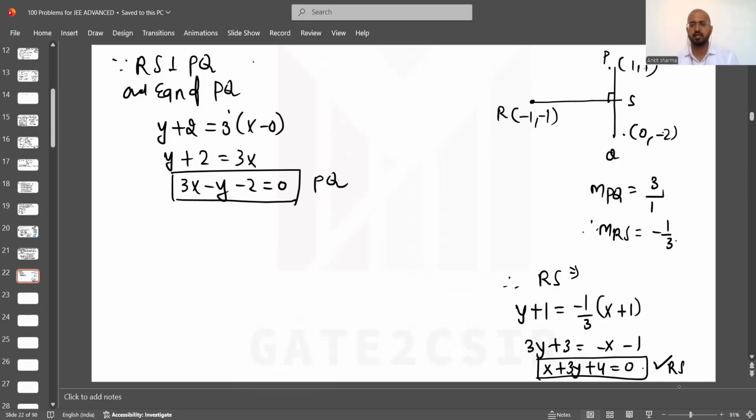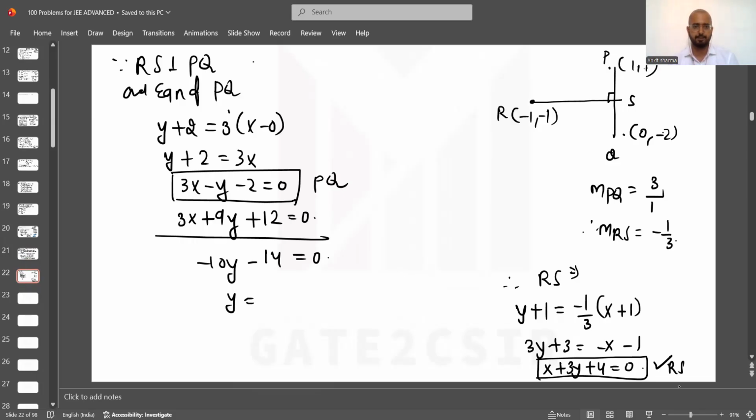So I'll multiply this equation directly by 3. So I get 3x plus 9y plus 12 is equal to 0. I multiply this equation by 3. Now I'll subtract. So this gives me minus 10y minus 14 is equal to 0. So y is equal to 14 by minus 10, which is minus 7 by 5. This is y.